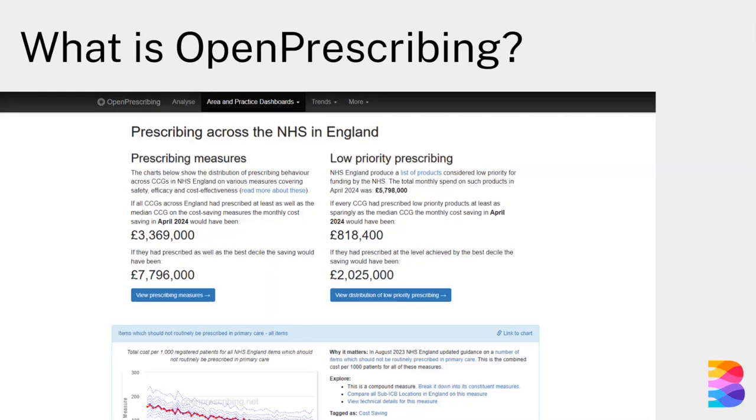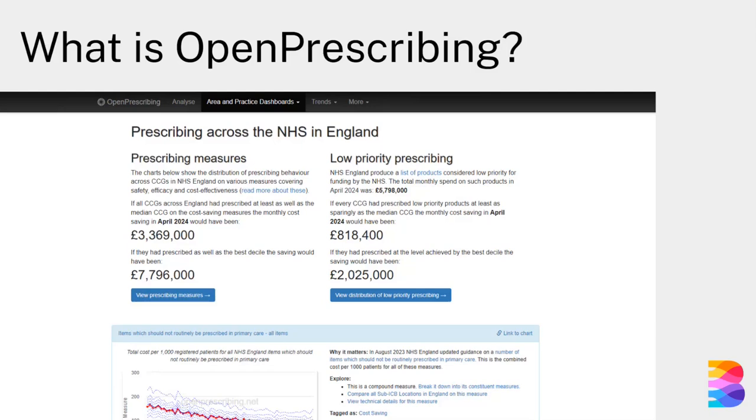OpenPrescribing, if you haven't come across it before, and hopefully lots of you have, is openly and freely available for everyone. There's no need to log in and no need to pay anything. It's just there online. I think Hilary has already shared the link, openprescribing.net. We're happy for anyone to use it. We get emails from patients who've been looking at it, and there are no restrictions on who can use it, who can access it, or who can look at what.